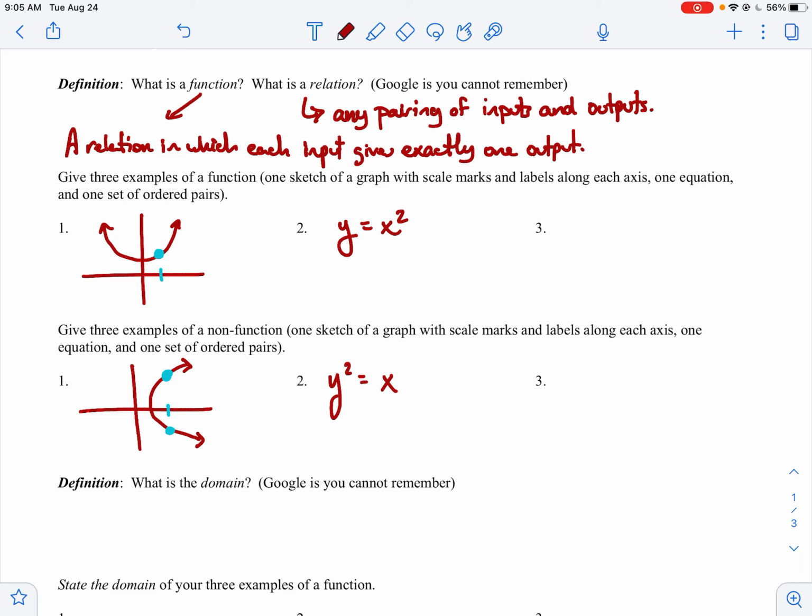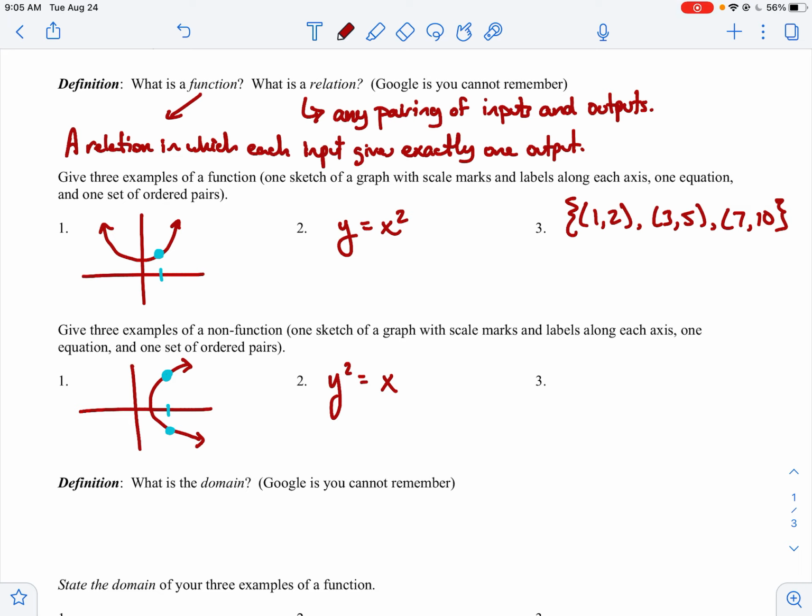For example, if I were to say a list of ordered pairs, like 1 gives me 2, 3 gives me 5, and how about 7 gives me 10. That's a function. It's a very simple function. It's just 3 points saying that when I plug in 1, I get out 2. When I plug in 3, I get out 5. When I plug in 7, I get out 10.